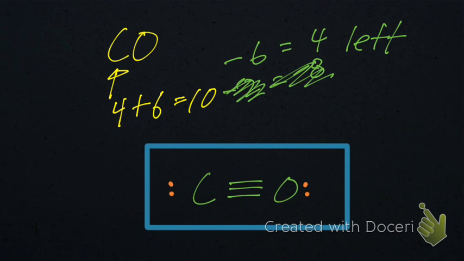Carbon monoxide. Remember the name? You don't use mono for the first element, but you use mono for the second. Carbon monoxide. And it's not monooxide, double O in the middle, you drop one O, and it's carbon monoxide.